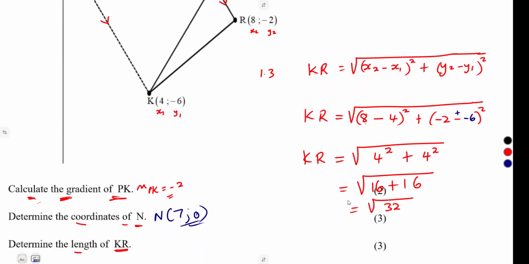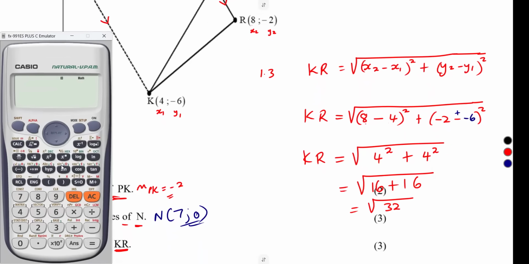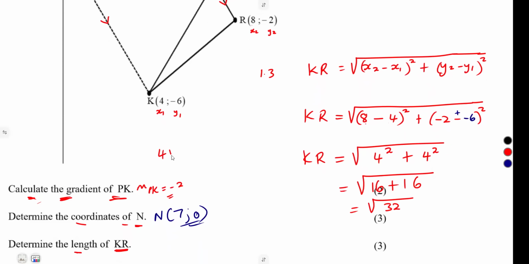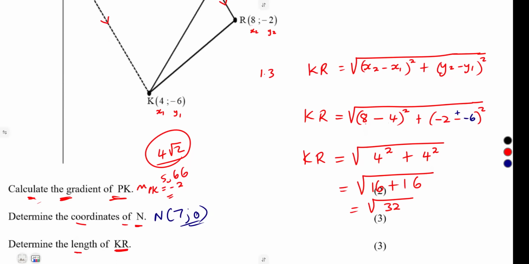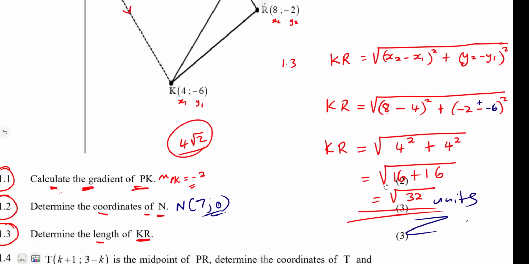The length of KR is the square root of 32, or you can have it in simplest form. The square root of 32 is the same as what? 4 square root of 2. You can have it this way, or you can have it as a decimal. Just press the S to D button. That's going to give us a decimal, and we can fix this to 2 decimal places, which is 5,66 units. So you can have it as a decimal as well. You can leave it like this. It's up to you. So that is our length.